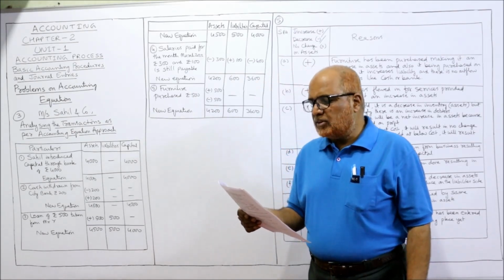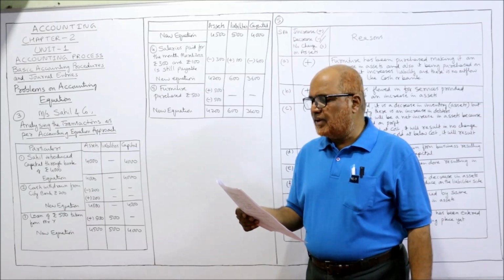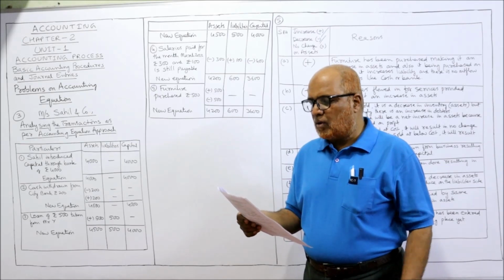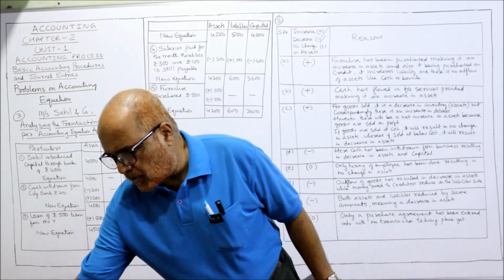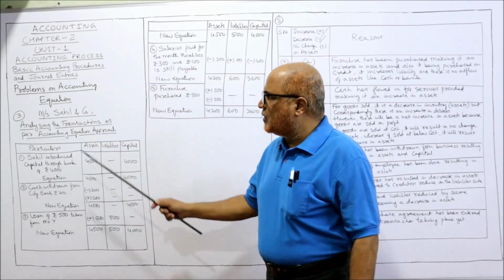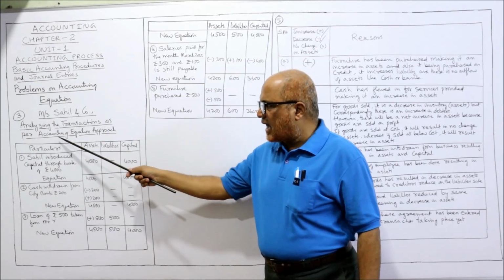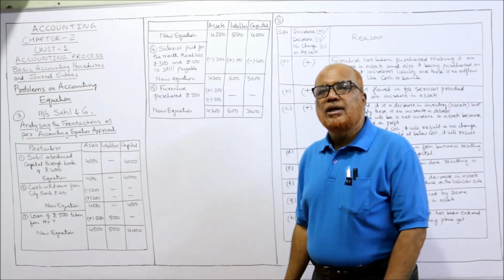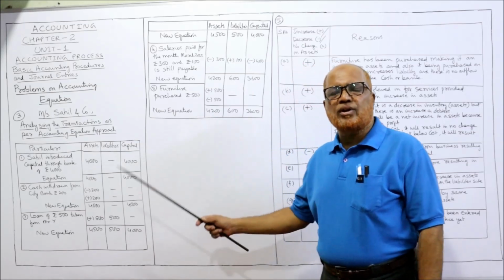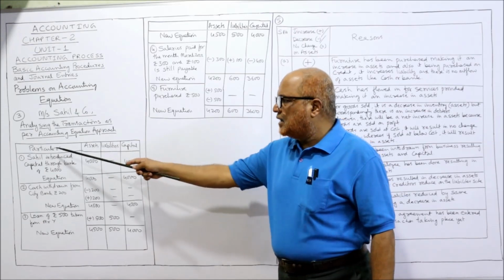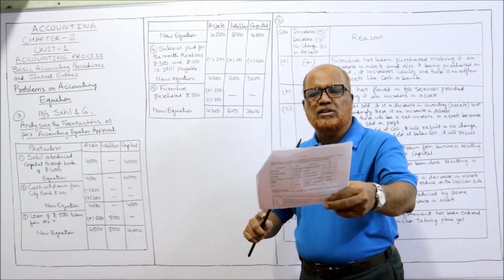Now the transactions for the month of March 2022 were as follows. Figures are in thousands. Sahil introduced capital through bank of rupees 4,000. First of all, for analyzing the transactions we require this table. Messrs. Sahil and Company, analyzing the transactions as per the accounting equation approach. 3 columns are needed at the extreme right-hand side: assets, liabilities and capital. And under particulars I am writing what is given in the problem.